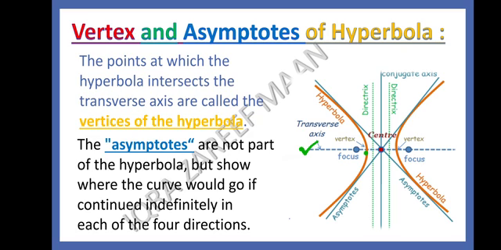Next term is asymptotes. Asymptotes are not part of the hyperbola but show where the curve would go if continued infinitely in each of the four directions. Here we can see that these are the two asymptotes. These asymptotes determine the direction in which a hyperbola goes infinitely, and we can easily determine the direction of the hyperbola by these two asymptotes.